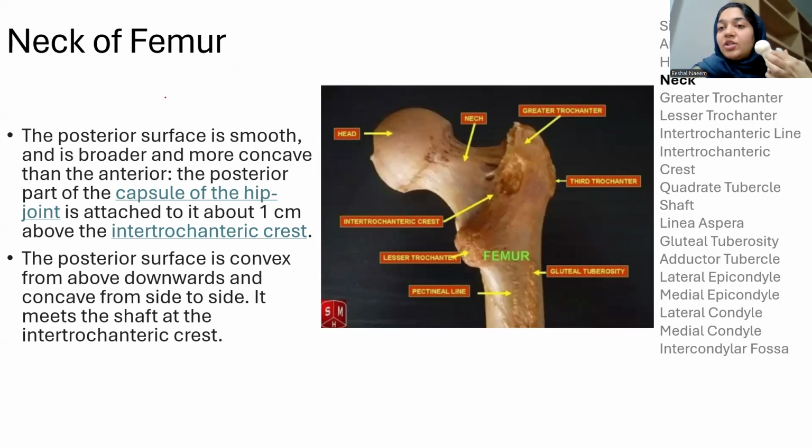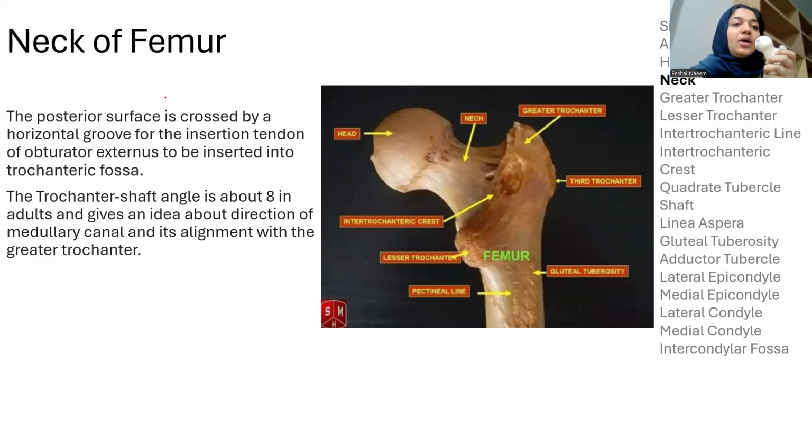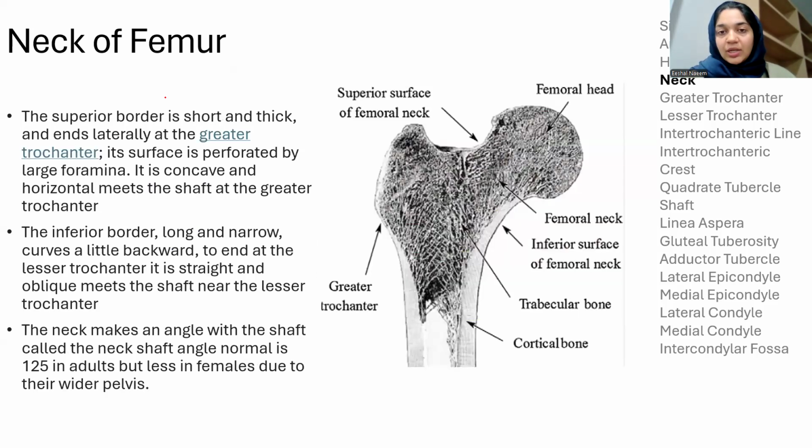It meets the shaft at the intertrochanteric crest, and then we had a trochanteric fossa in which the obturator externus was inserting. Now, the posterior surface is crossed by a horizontal groove for the insertion tendon of the obturator externus to be inserted into the trochanteric fossa. The trochanteric shaft angle is about 125 in adults and gives an idea about direction of medullary canal and its alignment with the greater trochanter.